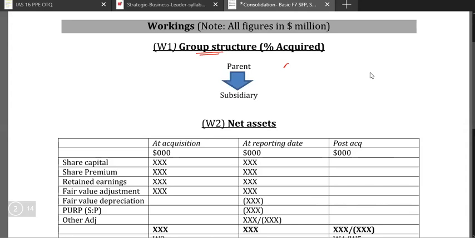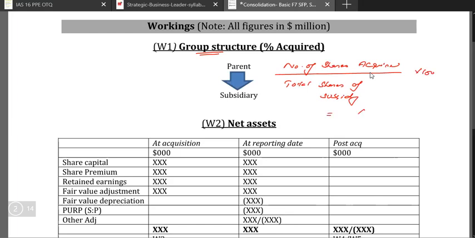So the number of shares acquired, which will be given in the exam, that is, how many shares you have acquired, divided by total shares of the subsidiary, which you're going to take from the subsidiary's balance sheet, multiplied by 100, gives you the percentage. So number of shares acquired, divided by total number of shares of the subsidiary, multiplied by 100, gives you the percentage.